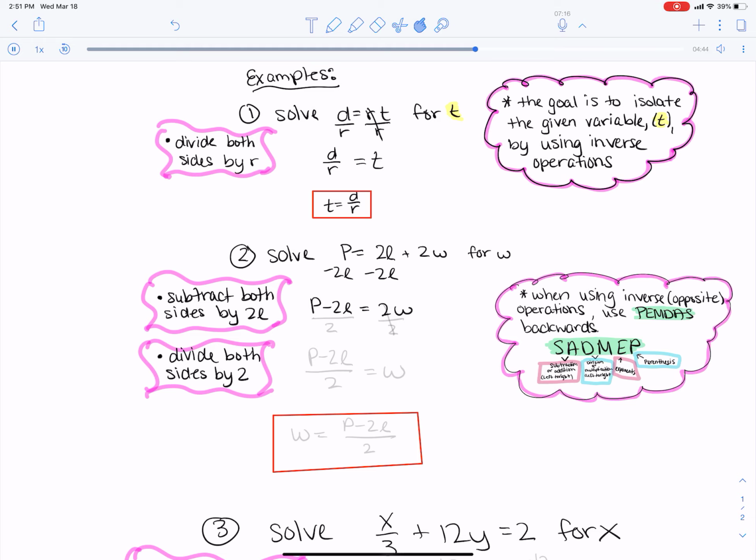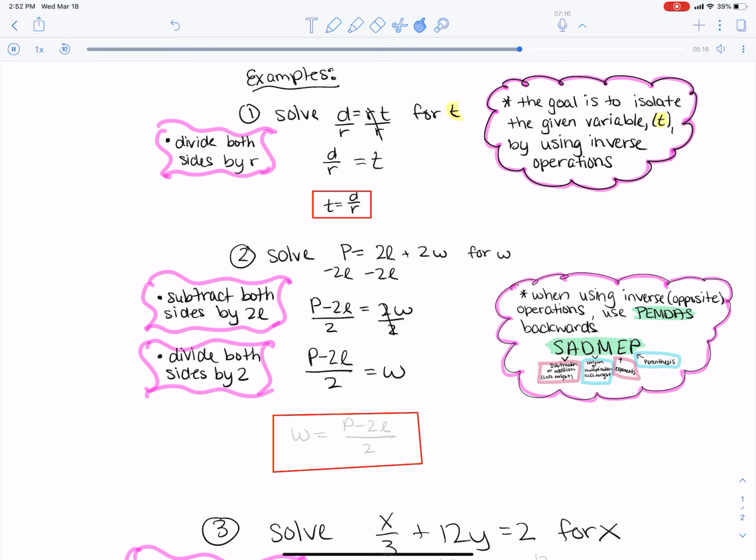So if we look at what I'm trying to solve for, the W, it's still not by itself yet. So let's keep moving on down the line. In SADMEEP, I did subtraction or addition, so now let's look at division or multiplication. Well, W is being multiplied by 2, so I'm going to do the opposite, which is divide. So I have to divide everything by 2. I can't just divide one term, I have to divide both terms by 2. So 2 over 2 makes 1. So I get P minus 2L over 2 equals W.